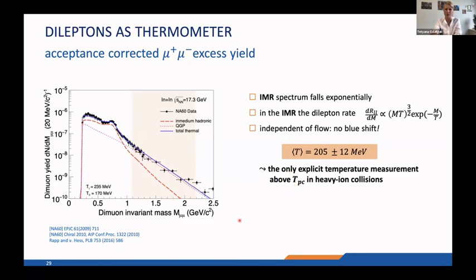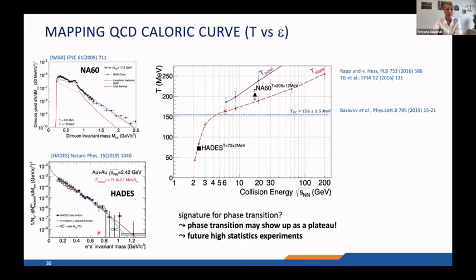Where do we stand with this measurement from the other experiments? So far, we have measurements from HADES at CIS-18, which extracted a 72 MeV temperature, and also from NA60, as I said, 205 MeV. And here I show you also a model calculation, which does not assume any phase transition, but just a smooth change of the temperature as a function of collision energy.